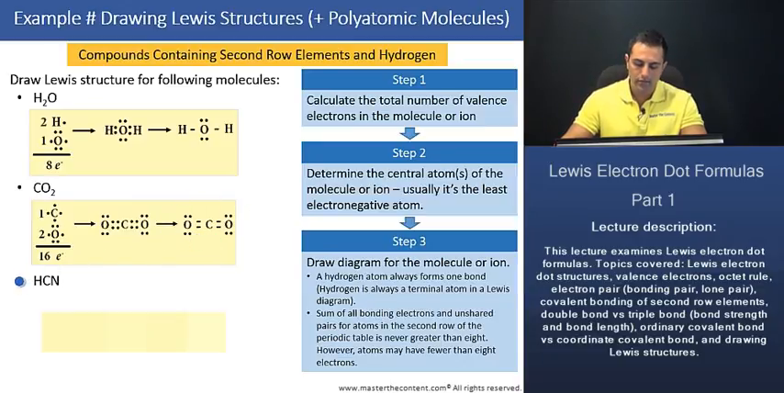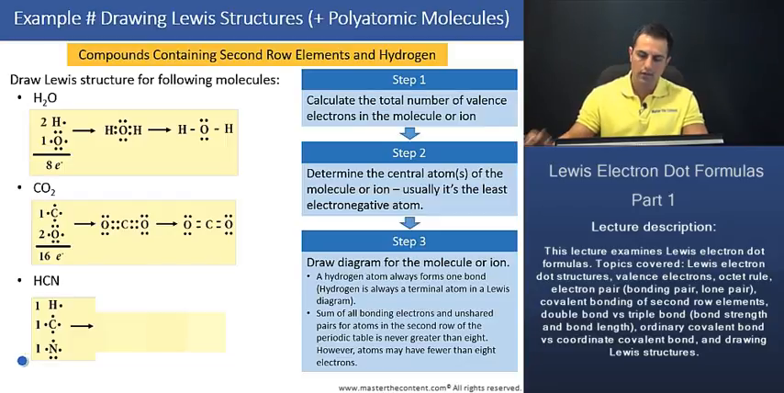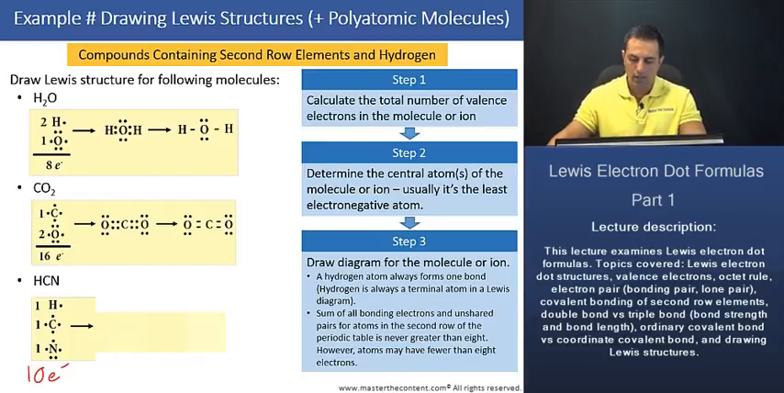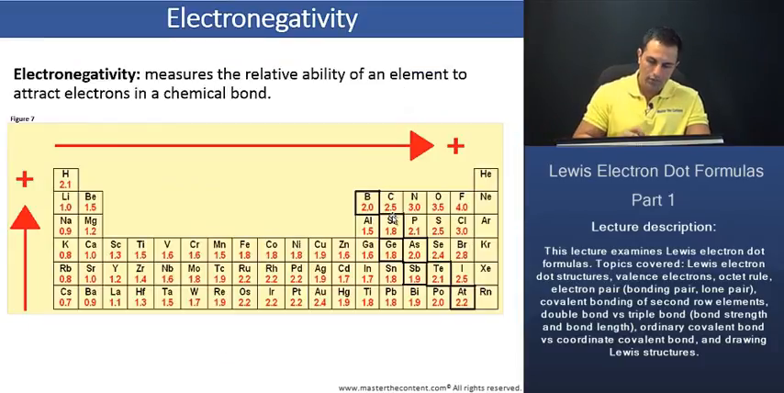Next, for hydrogen cyanide, we know that hydrogen has one valence electron, carbon has four valence electrons, and nitrogen has five valence electrons, for a total of, it doesn't say here, but this should be a total of 10 valence electrons. Now let's determine in step two the central atom, and as it says here, it's usually the least electronegative atom.